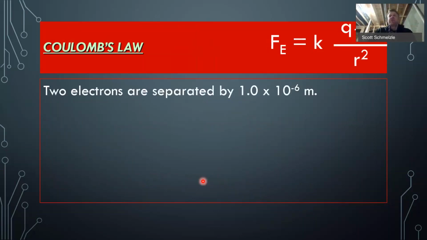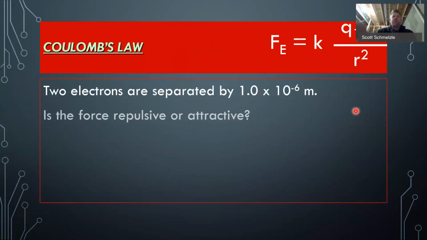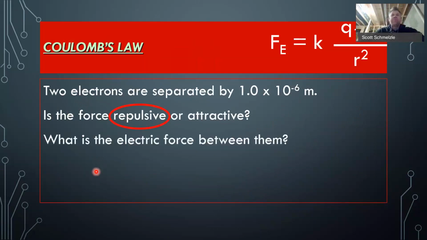All right. Two electrons are separated by 1 times 10 to the negative 6 meters. Let's try it out. The first thing we ask, and this will be a question that you're going to see either as a C or a D part, is: is the force repulsive or attractive? Because we're dealing with 2 electrons here, this should be a repulsive force. Okay? We want to know, what is the electric force between the 2 of them?